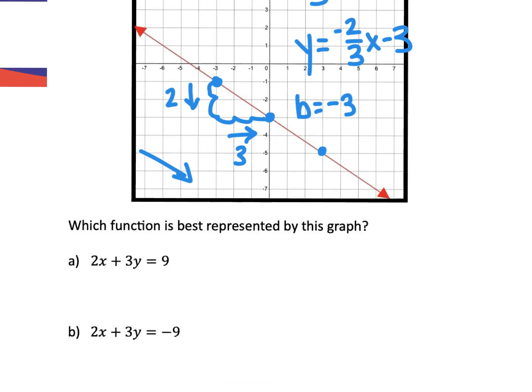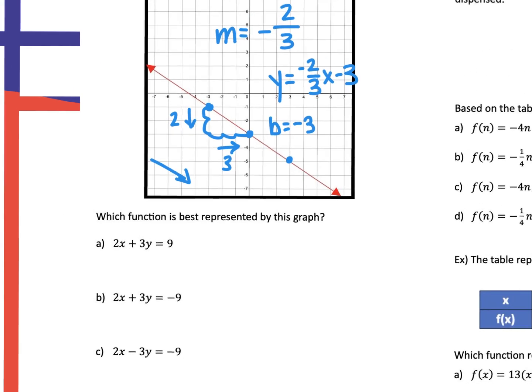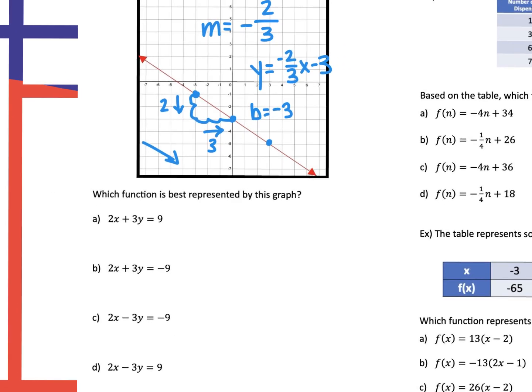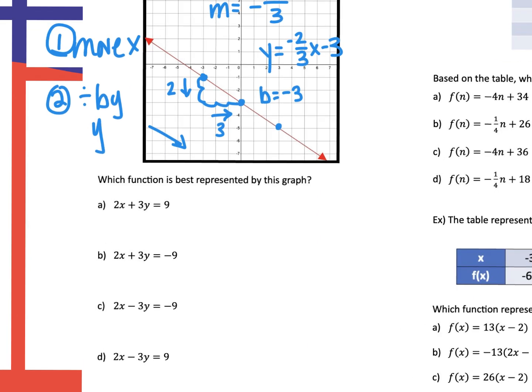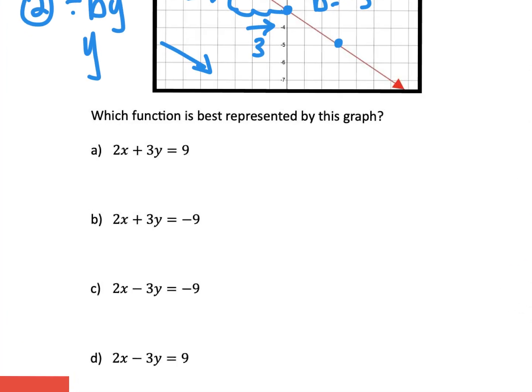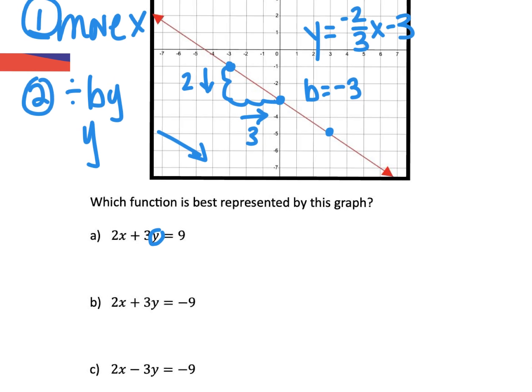Now notice that our answers are in standard form. We did this a little bit back. So this is where we have our 2 steps where we need to move our x and divide by our coefficient of y. So on this first one, we want to see which ones look like that. So I need to get my y by itself because I want it to match what I have up here. So I'm going to minus my 2x.